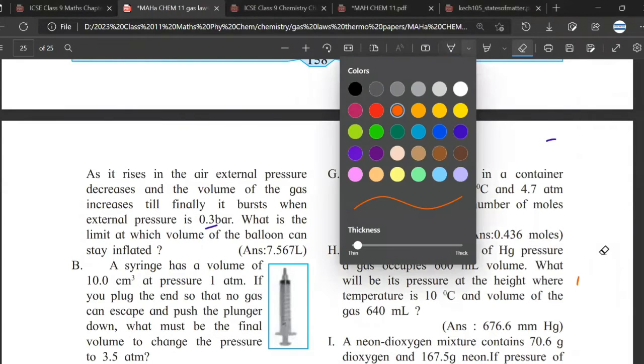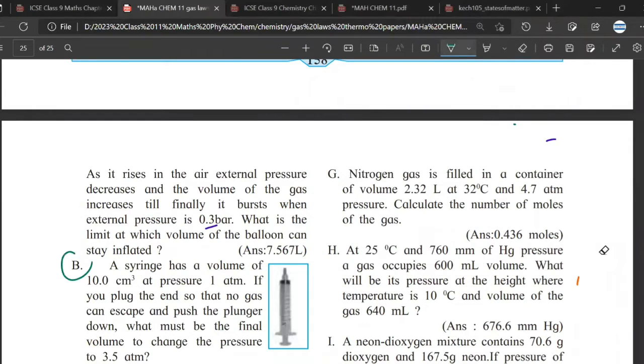So let us look at the B part. Syringe has a volume of 10 cm³ at a pressure of 1 atmosphere. If you plug the end so that no gas can escape, what this means is that the number of moles or the mass of the gas has been kept constant. And push the plunger down. What was the final volume to change the pressure to 3.5 atmosphere? Now, they haven't talked anything about the temperature. Because they haven't talked about the temperature, we'll assume that the temperature is constant.